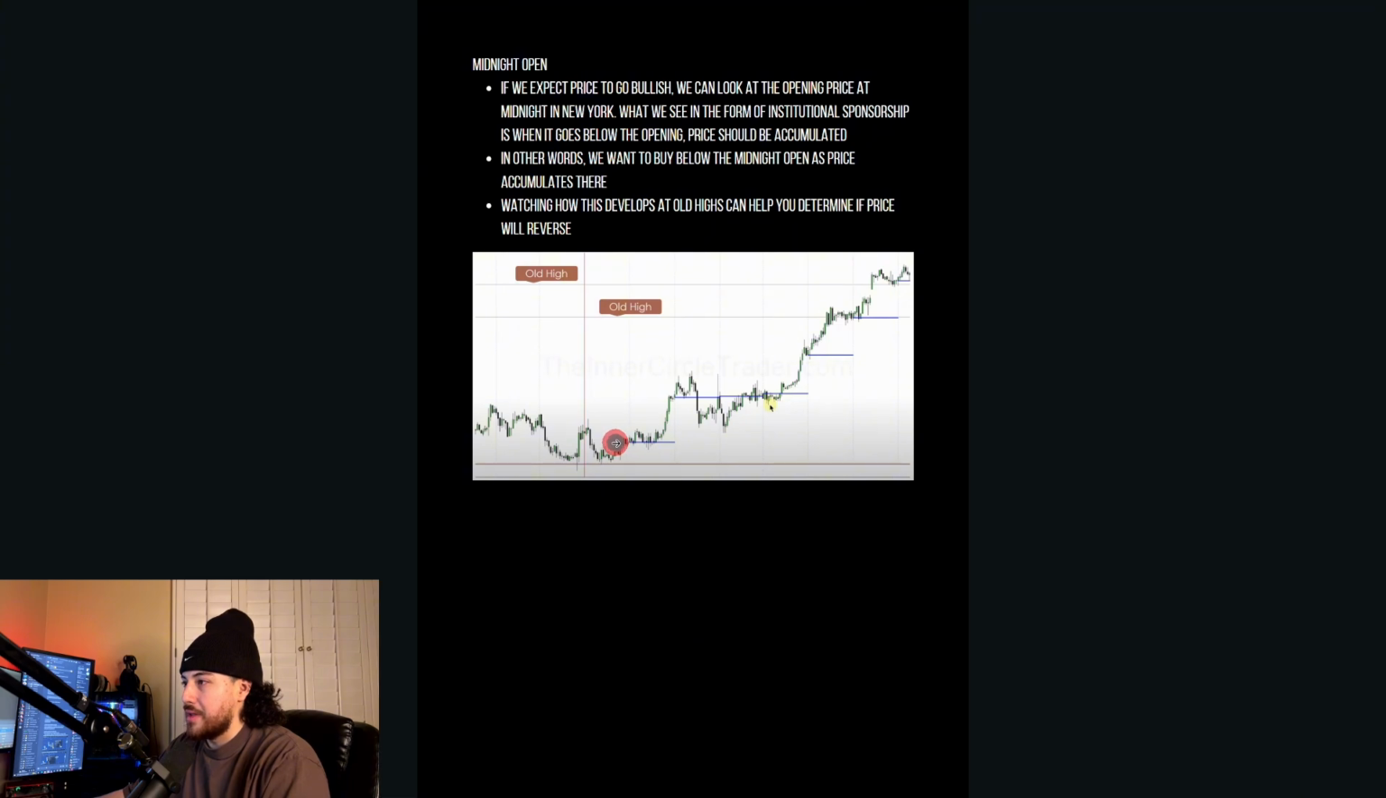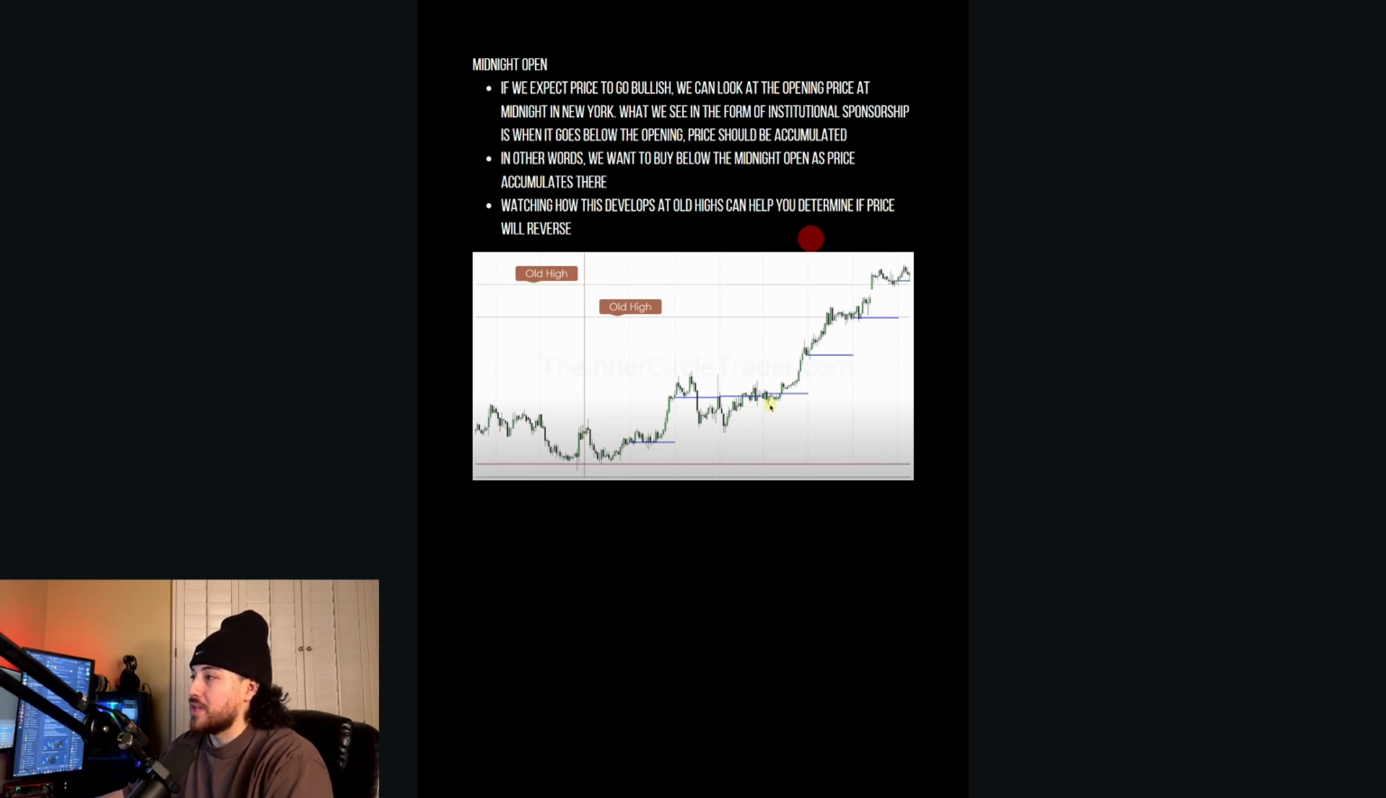So right here, this is the midnight open at 12 a.m. EST. If price is underneath this, these will be prime areas to look for longs, and so on and so forth. We can also utilize this to help us determine if we want to take short setups, even though we just went over that we don't really want to because the higher time frame is bullish. But I say this because potentially price may reverse for a short amount of time before pushing on higher.